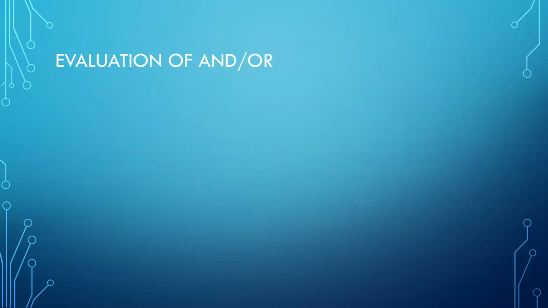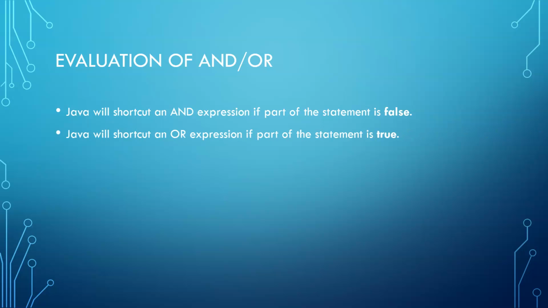So when we start evaluating these ands and ors, Java will shortcut an and expression if part of the statement is false. Java will shortcut an or expression if part of the statement is true. Because remember, with an or, the only time it's false is if both are false. So Java says, hey, I see it's a true. Why should I have to worry about the other half? Because I already know it's true.